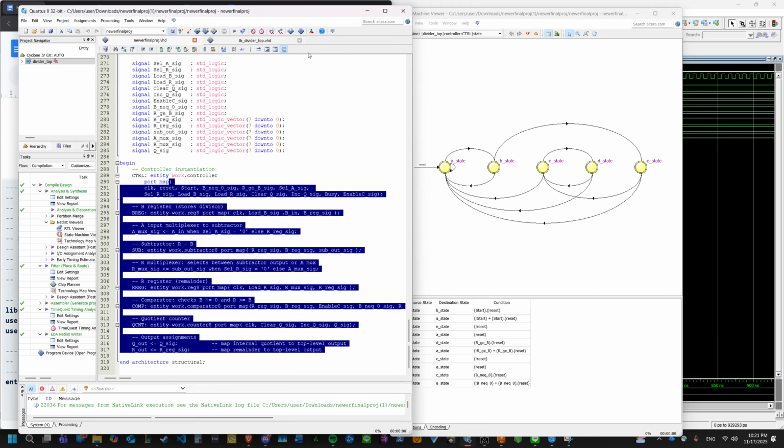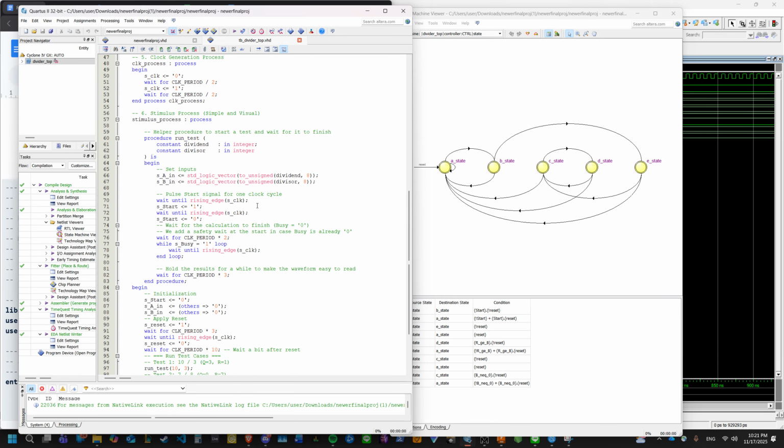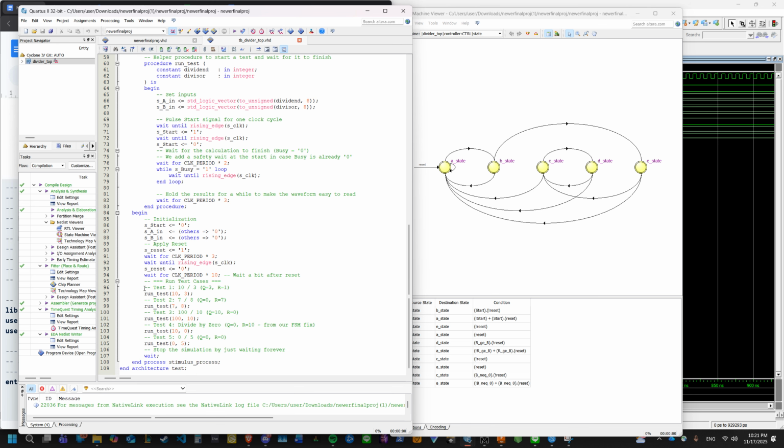And now let's look at the test bench, which just runs these five tests. We check for a normal division, a division where the divisor is greater than the dividend, an exact division where there's no remainder, a divide by zero condition, and a zero divided by something.